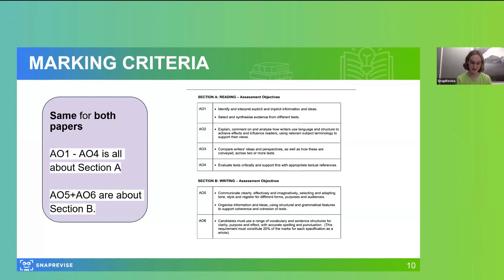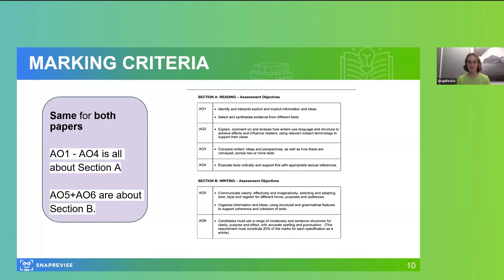AO2 is all about analysis, so it judges your ability to analyse evidence that you have picked up and demonstrate what the effect of that evidence is upon the reader or upon your understanding of what is going on. This is the area where you will get marks for your use of literary terminology or literary devices. So saying like this metaphor or this personification, something like that.